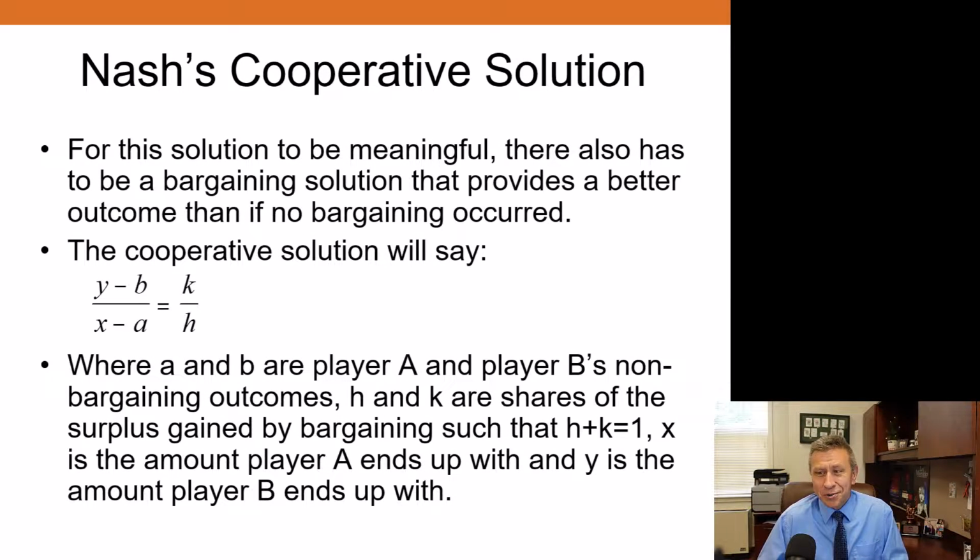So our cooperative solution, we've actually got an equation for this. So (y - b)/(x - a) = k/h. The a and the b are the BATNAs for the players. Y and the x are the amounts each player ends up with after the bargain solution. And k divided by h is the share of the surplus gained through bargaining. I'm guessing this equation for most people will look pretty foreign and not mean much. A graph will help.